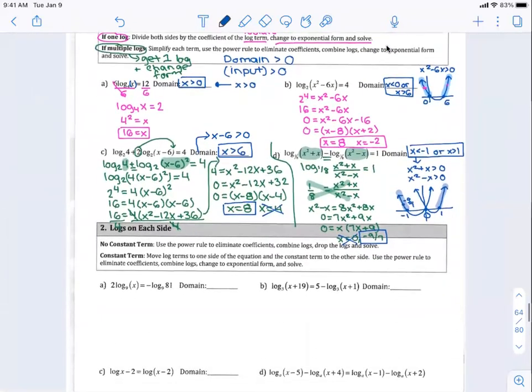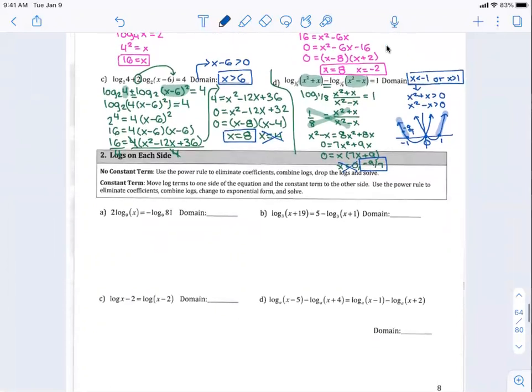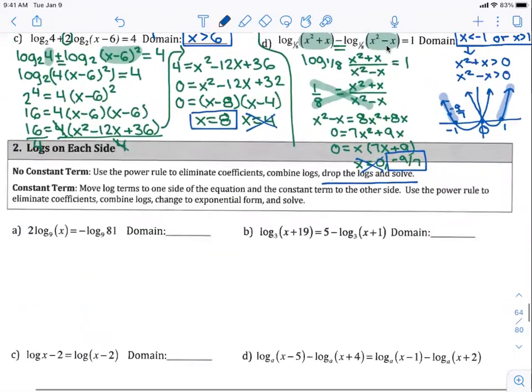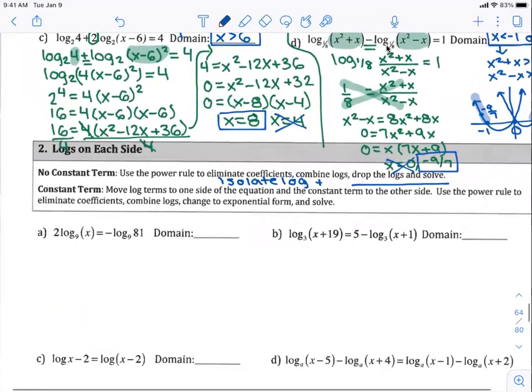Okay, let's keep going. We're going to go ahead and solve when there's logs on each side. So what you can do is if you have logs on each side, you can drop the logs and solve as long as you have isolated the log. So it's isolate log and drop the logs and solve. So for instance, in this case, it's not isolated because we have that 2 in the front there. So we're going to go ahead and swing that 2 to be an exponent. So log base 9 of x squared.